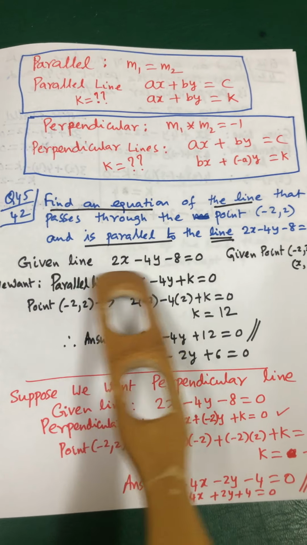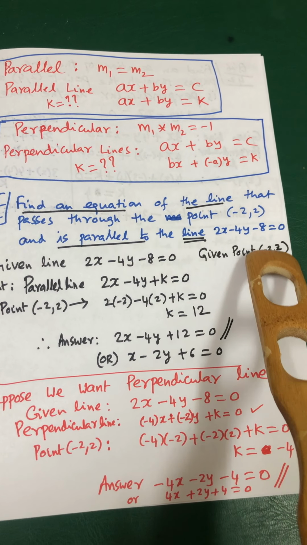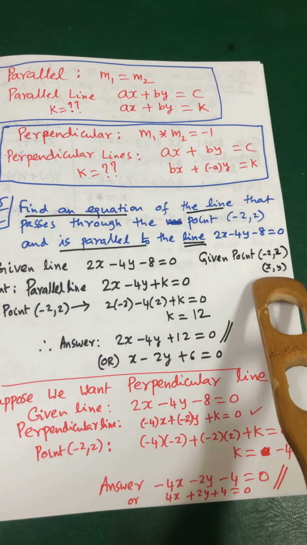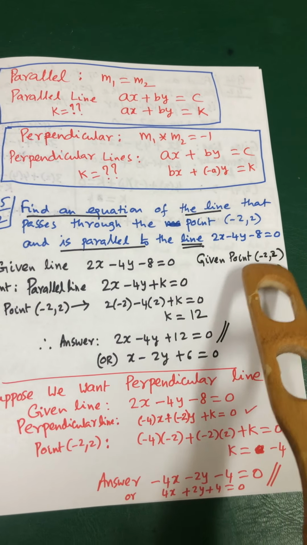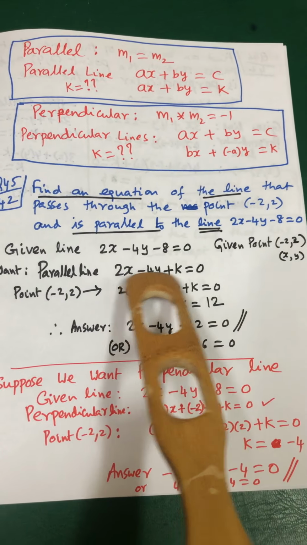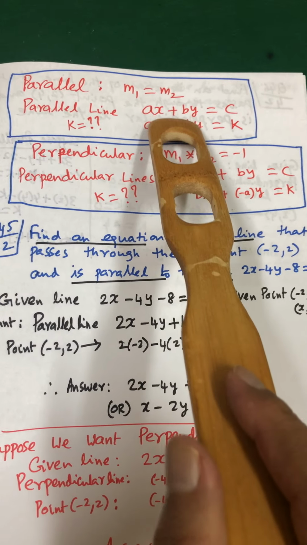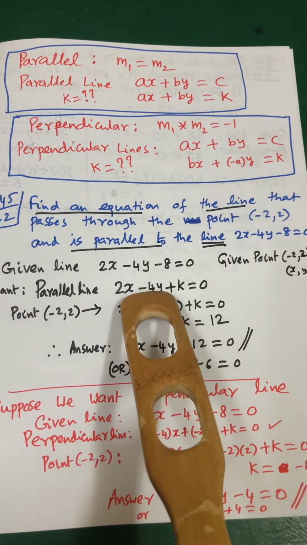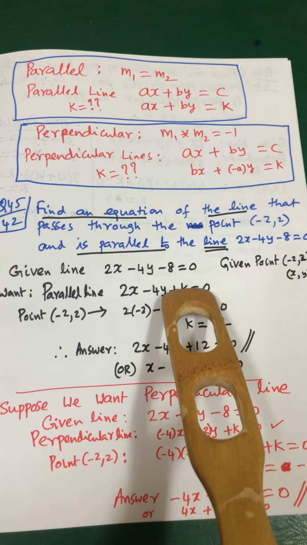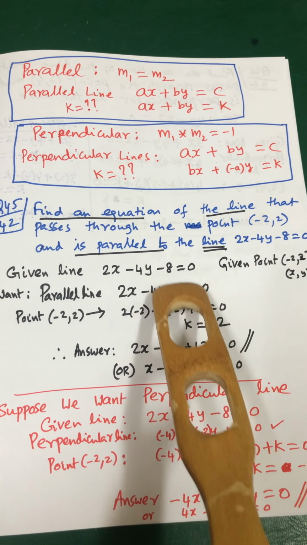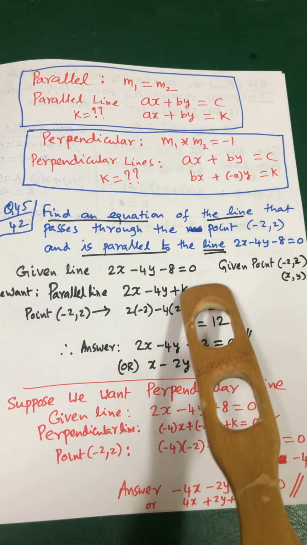So we write it. Given line is 2x minus 4y minus 8 equals 0. Given point is -2, 2. Once again, you can write xy or x1, y1, it doesn't matter. Parallel means the same ax plus by, 2x minus 4y. Here instead of c you need k. So here it says -8. Instead of -8 you have to write plus k is equal to 0. Your duty is to find k only.